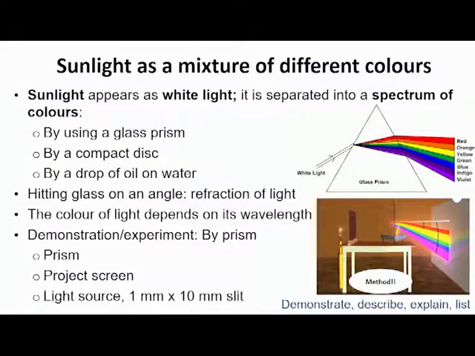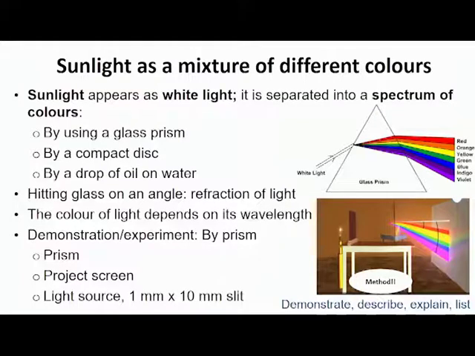I would like us to talk about sunlight. Sunlight is a mixture of different colors. Sunlight appears white, but it can be separated into a spectrum of colors. This can be achieved by using a prism, a compact disc or a drop of oil on water. As you can see, white light separated into different colors gives red, orange, yellow, green, blue, indigo and violet.